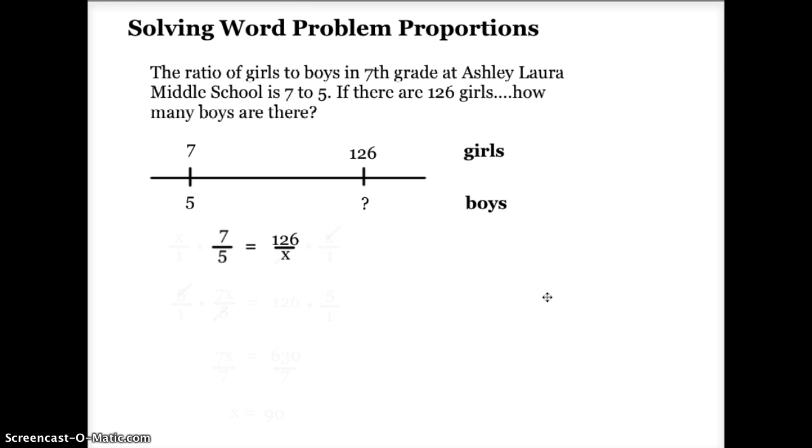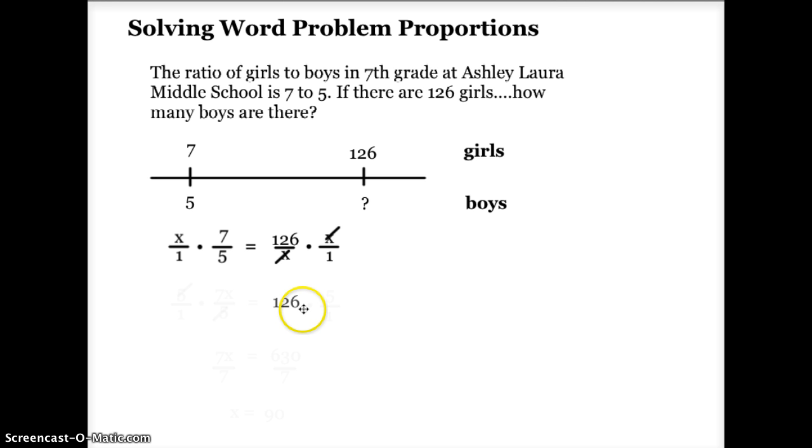Now to solve this proportion, I'm going to multiply by both denominators. The first one I want to do is I want to get rid of the X on the denominator on my right side of the proportion. The way I do that is by multiplying by X, or X over 1, on both sides of the proportion. Notice on the right hand side of the proportion, I have an X in the numerator and an X in the denominator. Those two X's are going to reduce or cancel each other out. So I'm just left with 126 divided by 1, which is 126.